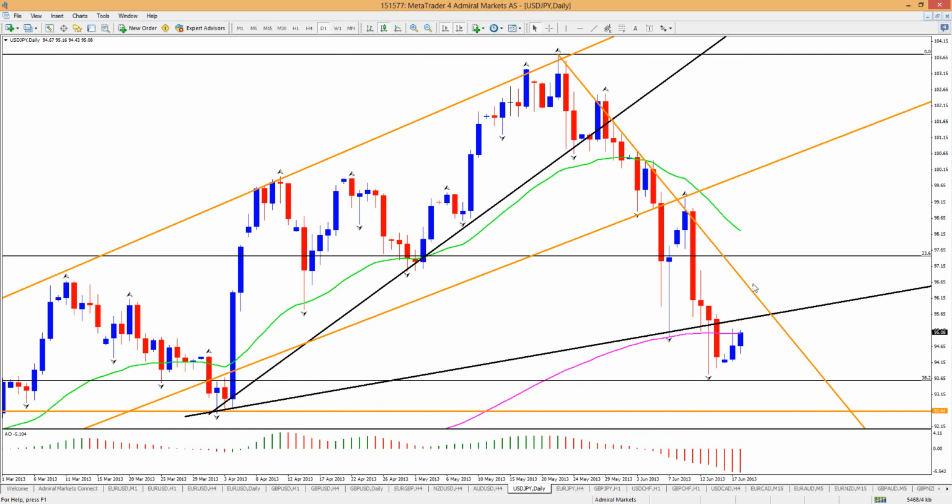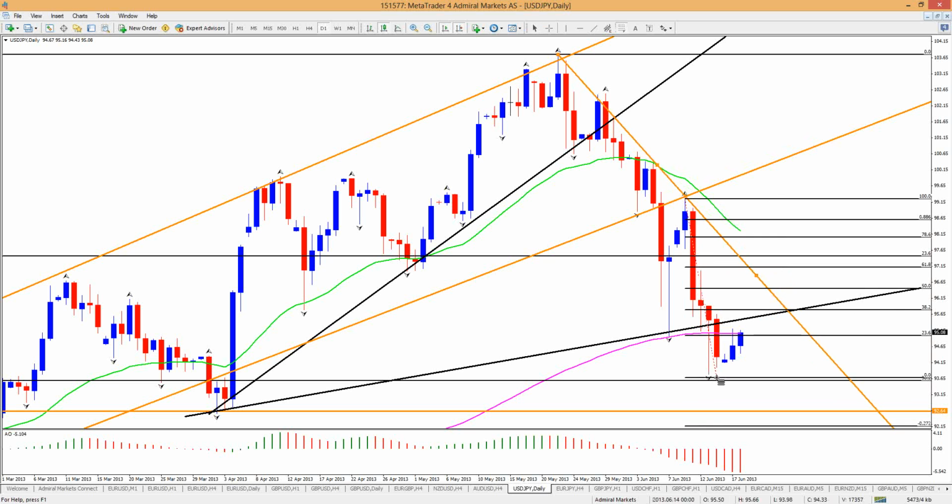And if I zoom into the day chart, maybe this trend line could still be resistance. Otherwise, maybe any of these fibs as well.